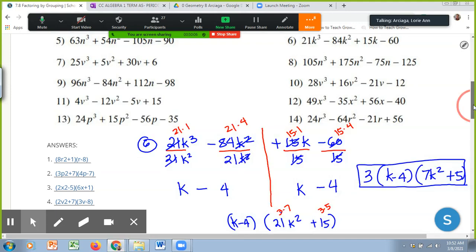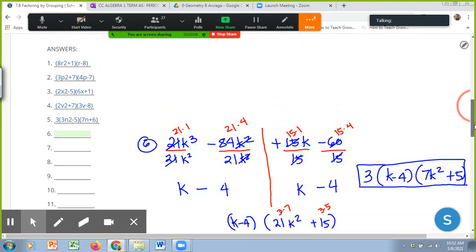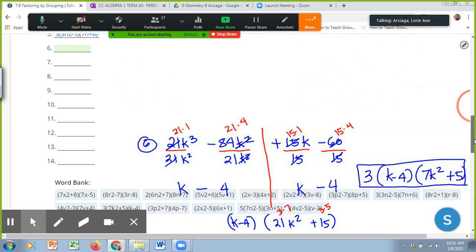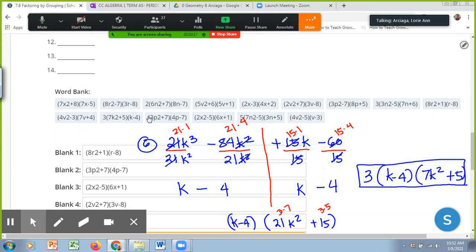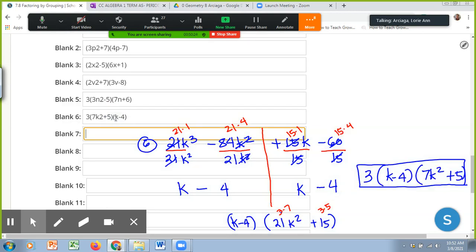So let's scroll down. It's the one with k minus 4. k minus 4, it's right there. Second line, this one. So 3 times k minus 4 and then 7k squared plus 5. So click on that. All right.